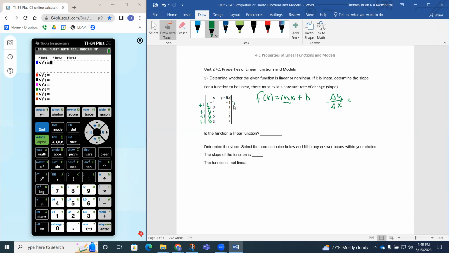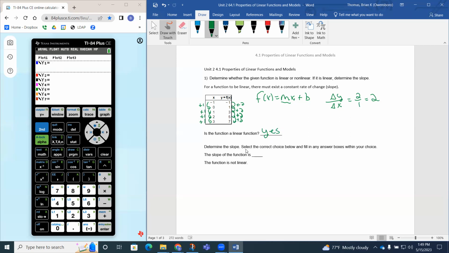If you go from -1 to 1, that's a constant change of 2. From 1 to 3, that's a constant change of 2. 3 to 5, that's a constant change of 2. 5 to 7, that's a constant change of 2. So this does have a constant change, 2 over 1, or 2. So for every change of 2 in the y values, the change in x is 1. So yes, this is a linear function.